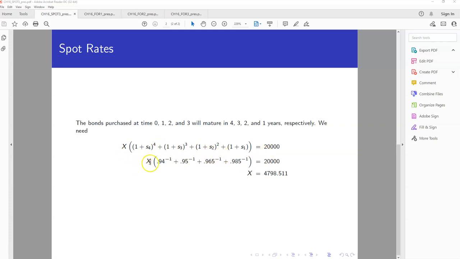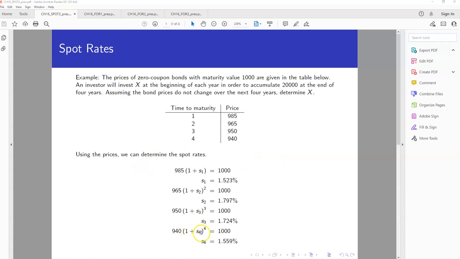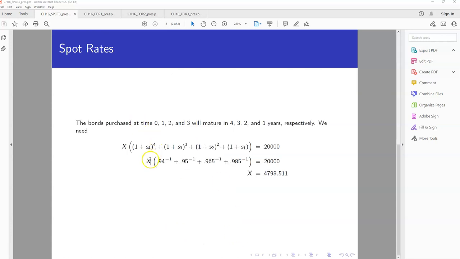Now again, like I mentioned, if I go back to the previous slide, notice that (1 + S4)^4 is 1,000 over 940, or that's 0.94 raised to the negative 1. Like I said, it's just a little bit nicer on the slide to write it that way. So we get 0.94 to the negative 1, plus 0.95 to the negative 1, plus 0.965 to the negative 1, and 0.985 to the negative 1. Solving for X, you get that yearly deposit that needs to be $4,798.51.